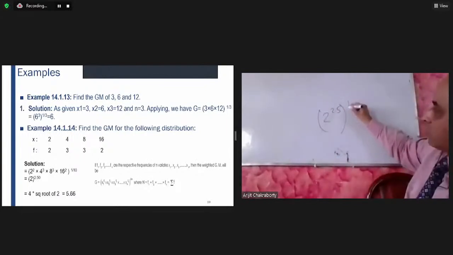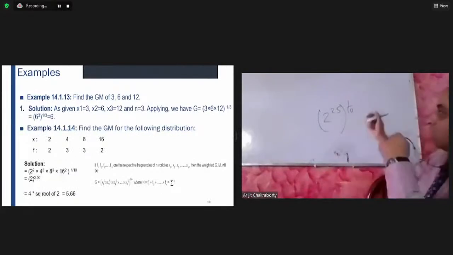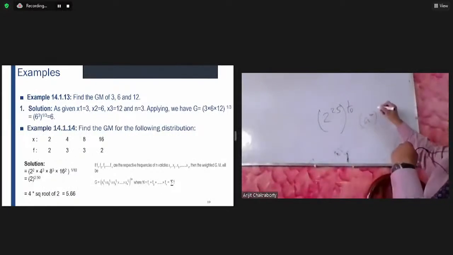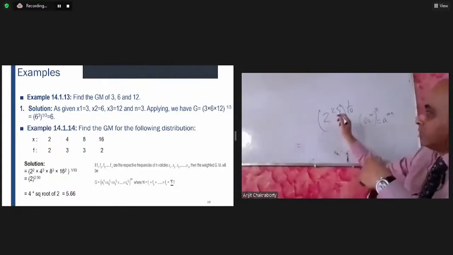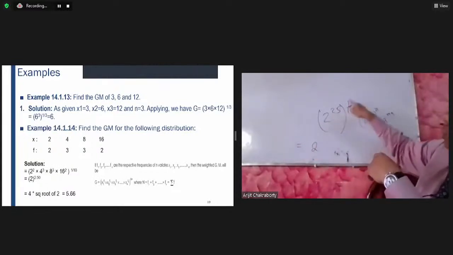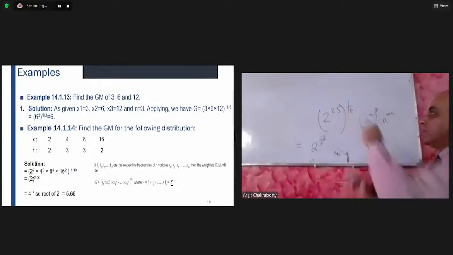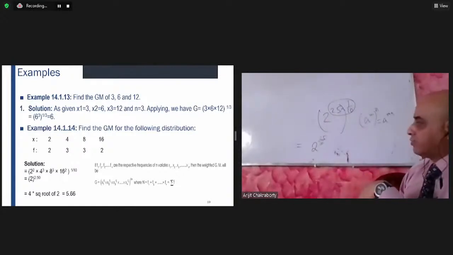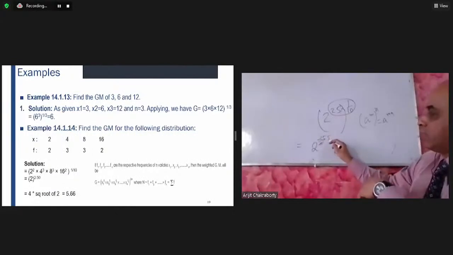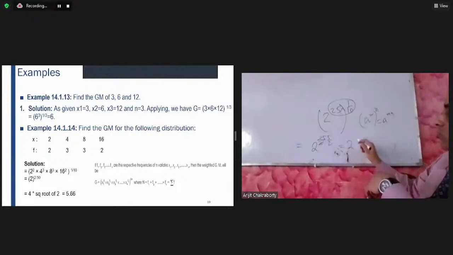But this to the power 1 by 10. This 1 by 10 was there in the GM. Now you know the formula, a to the power m whole raised to n is equal to a to the power mn. Here also. So ultimately 2 to the power 25 into 1 by 10 will become 2 to the power 25 by 10. We are multiplying 25 into 1 by 10. This becomes 25 by 10, and if you simplify, it becomes 5 by 2, that is 2.5. So I can write this is equal to 2 to the power 2.5.